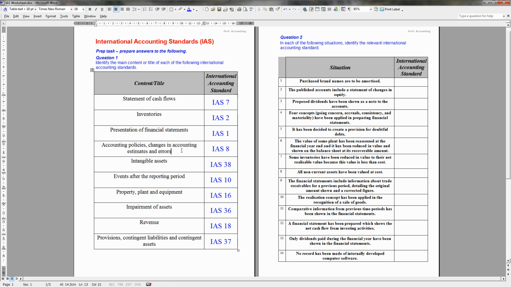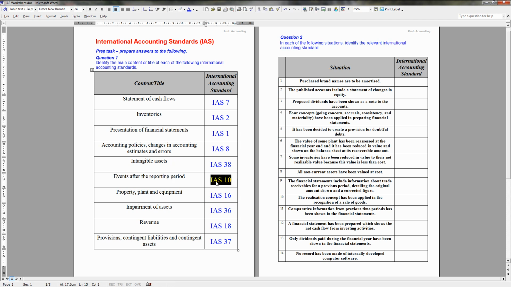Intangible assets, good with branding, just that's there. Events after the reporting period. Again, typically, that looks at dividends. A good example is dividends when they're proposed dividends. That's a good example. IAS 10. PPE, that relates to all non-current assets. And a kind of a subtopic for that is impairment of assets.